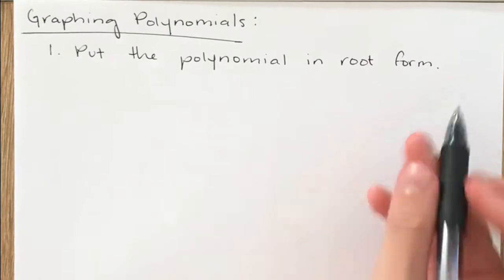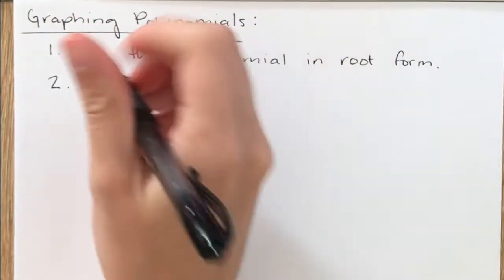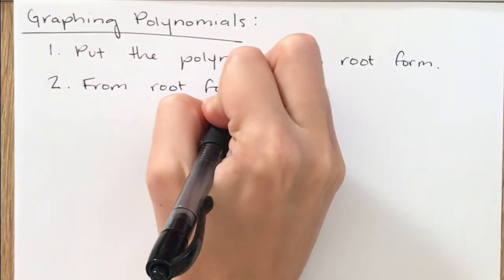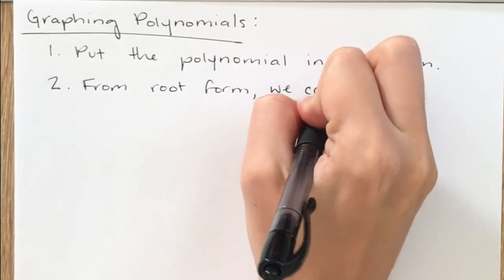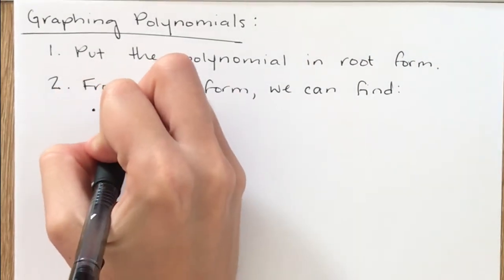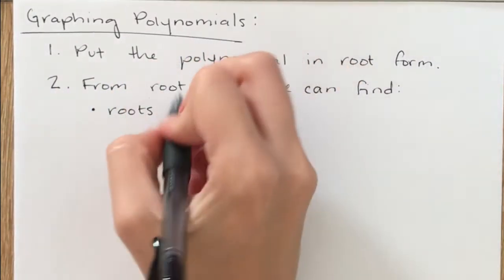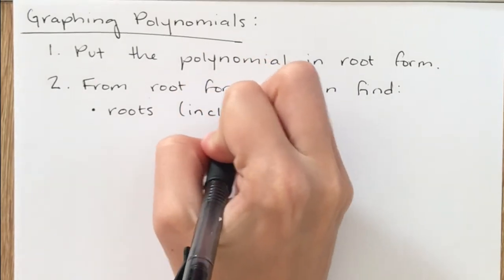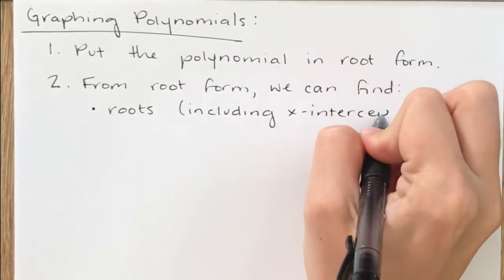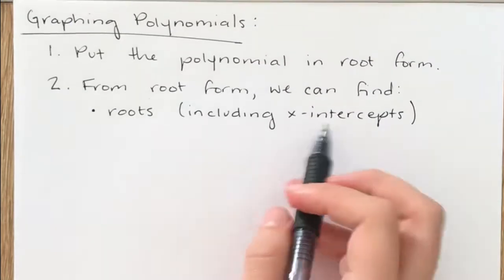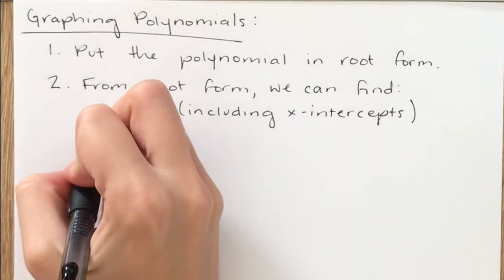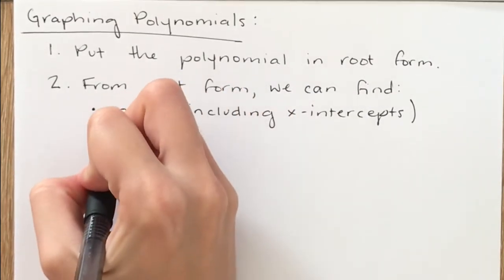Once we have the polynomial in root form, there are a bunch of things we can tell from root form. So from root form, we can find roots, of course, including x-intercepts. What kind of roots are x-intercepts? Real roots. We can find our roots, including the x-intercepts. We can also see the multiplicities.